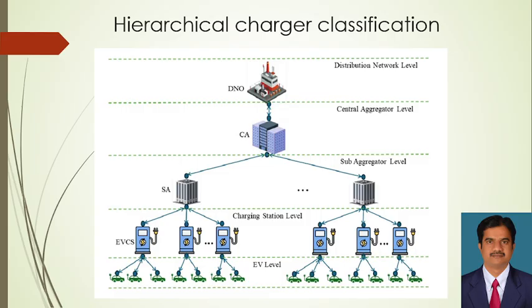Hierarchical charger classification. This is the distributed network level. This is the central aggregator level, and there are two sub-aggregator levels, and here also a sub-aggregator level. Then we have the charging station level, EV charging stations at different points. Here is the EV level, the electric vehicles we are going to charge. These three are the charging stations, and here we are going to charge the different electric vehicles.